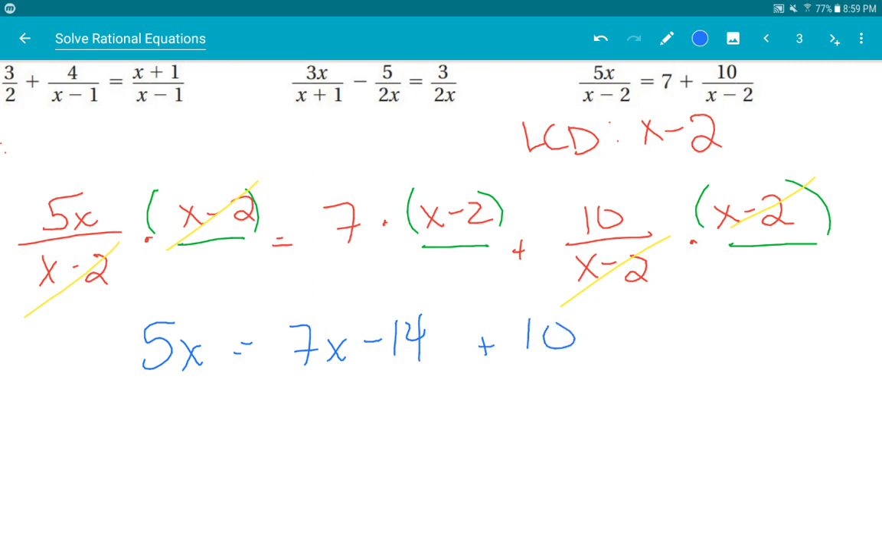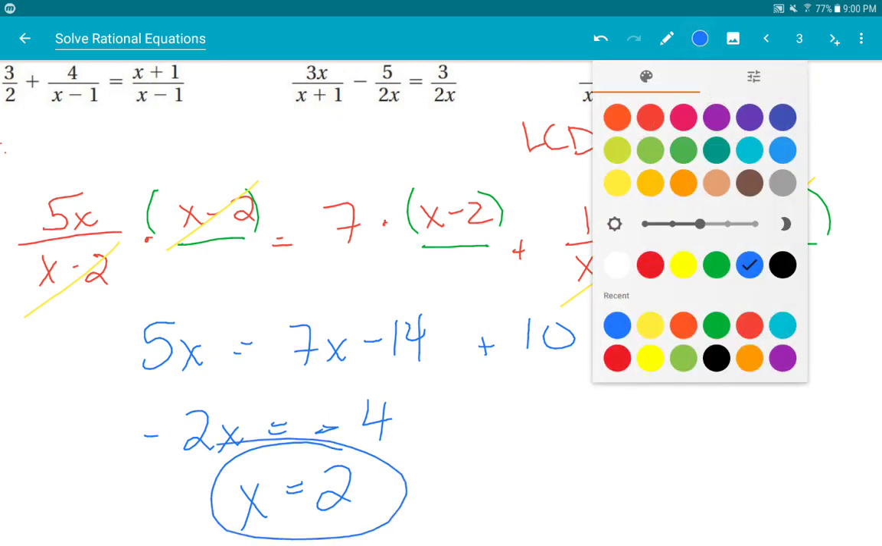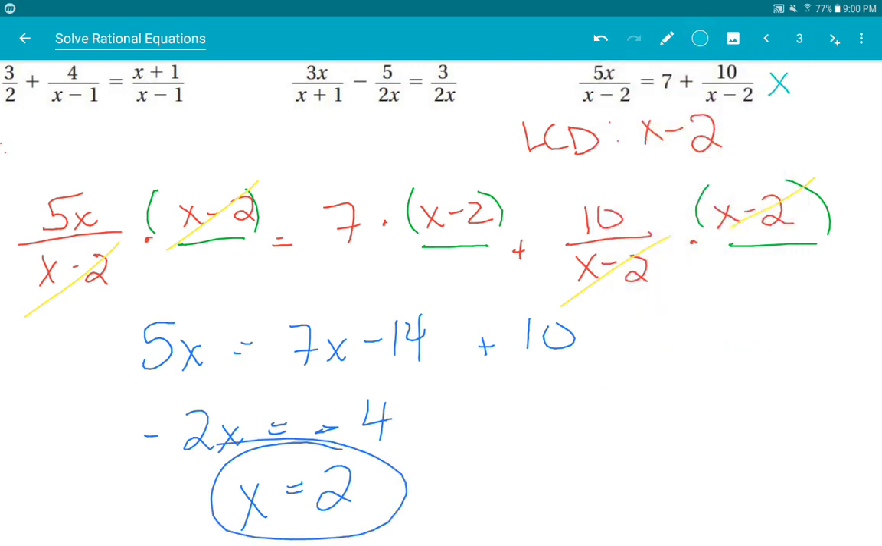Now we need to solve. So we get negative 2x equals negative 4. X is equal to 2. All right, so we got a solution. Okay, again, let's go back and check our result. X cannot equal 2. That's the restriction. But what did we get as an answer here? We got x is 2.